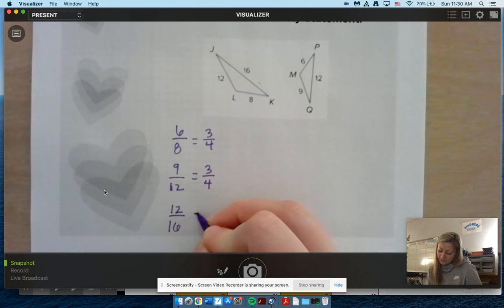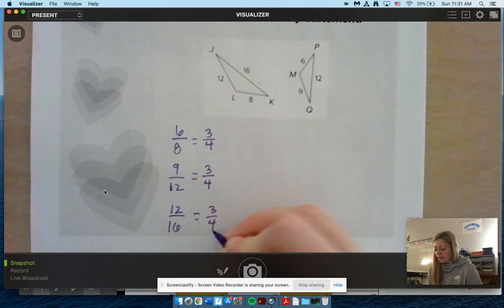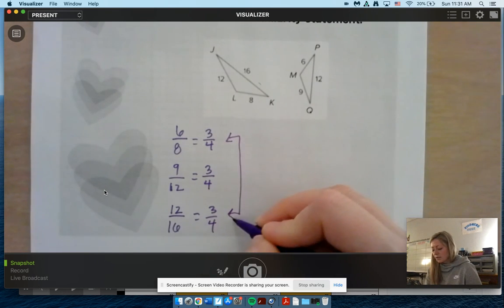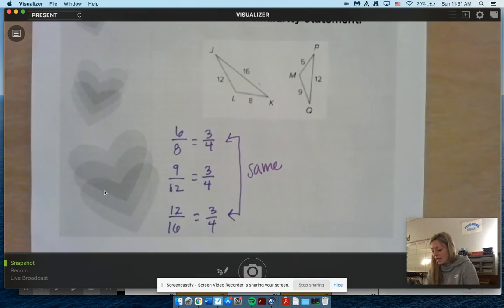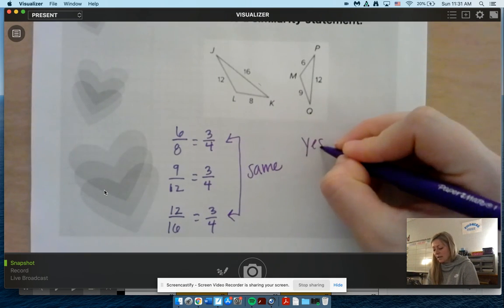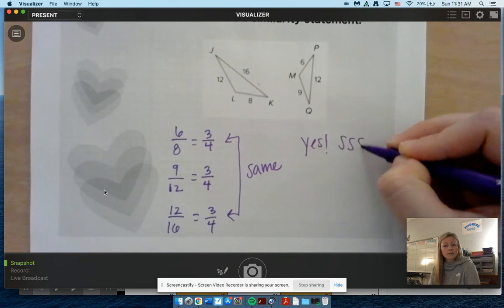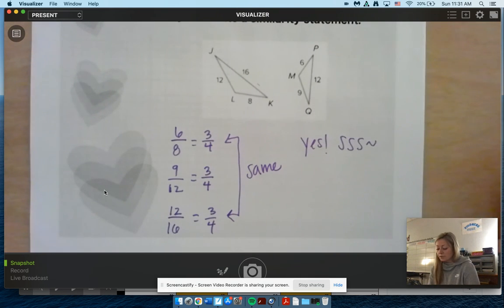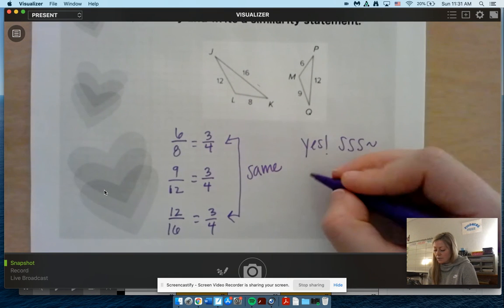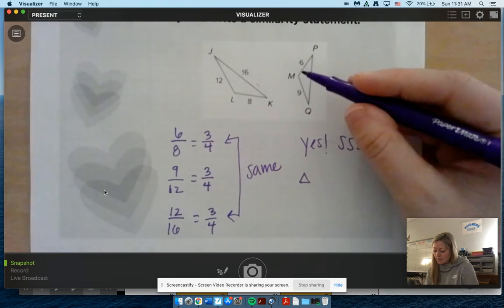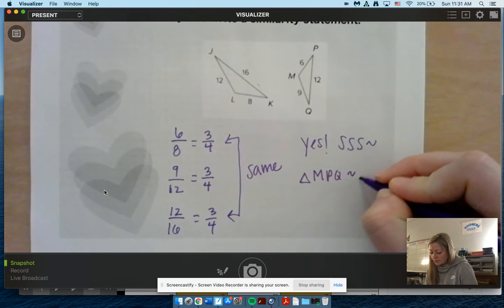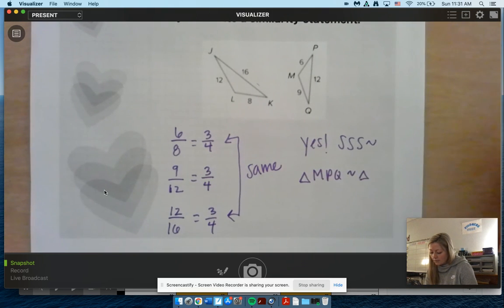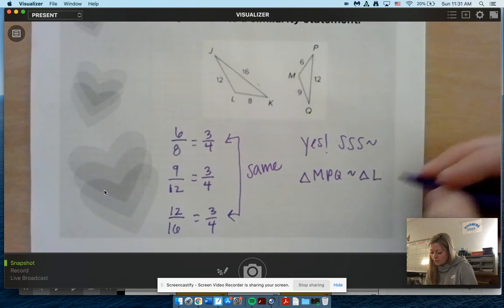And hello, you guys. These are all the same. So we do have similar triangles. So we're going to say yes. By side, side, side similarity, we have similar triangles. So I'm going to say triangle MPQ is similar to LKJ.